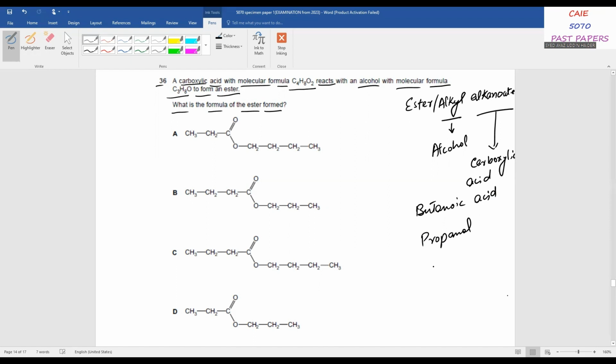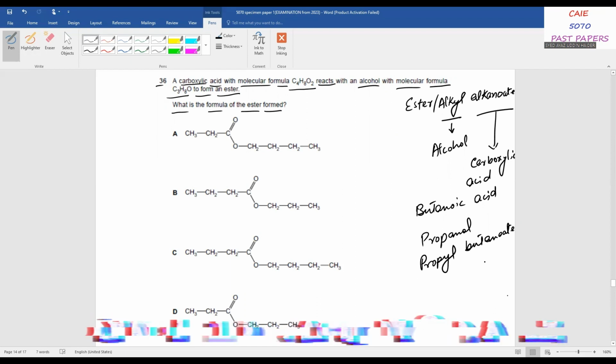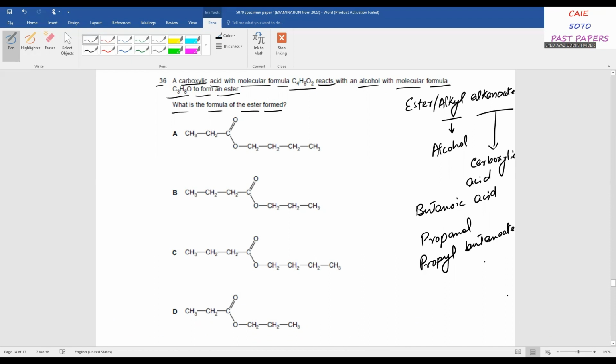So we must get propyl butanoate. In propyl, you have 3 carbon atoms. In butanoate, you are having 4 carbon atoms. So from the alcohol, you are getting an alkyl group with C3. So look at the choices.